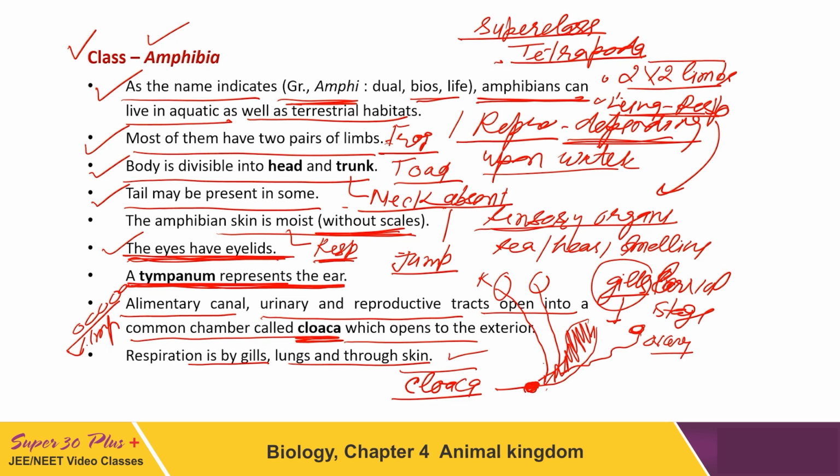The question which had come in examination, which is the most important one here: why is the neck absent? Can you give the answer? Neck is present or absent, you know. Neck is absent in amphibians. Then what is the significance of this? Because they have to jump, just to avoid jerk, the neck is completely absent. The body is divisible only in 2 parts, head and trunk.